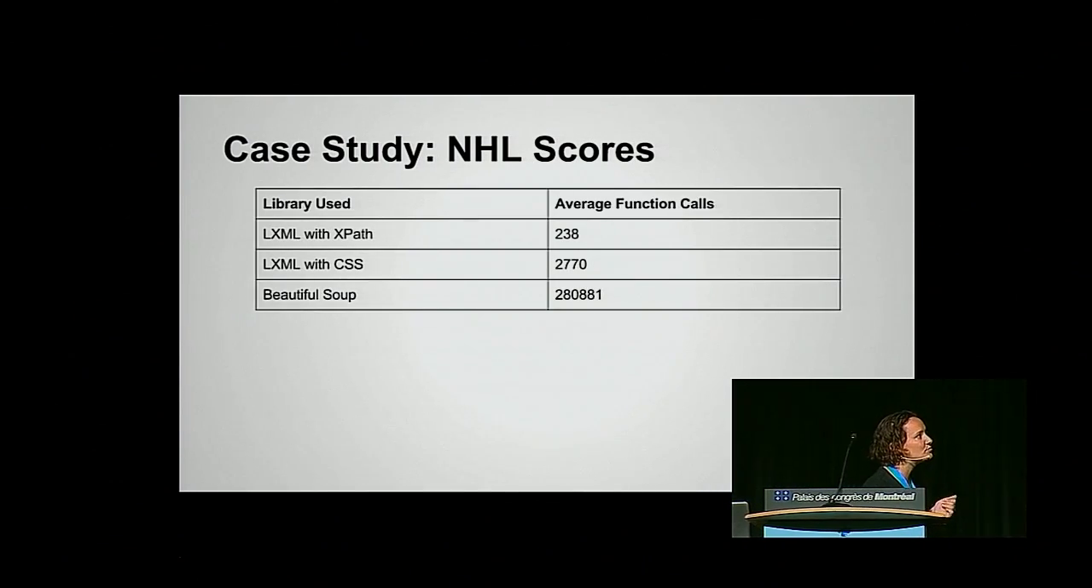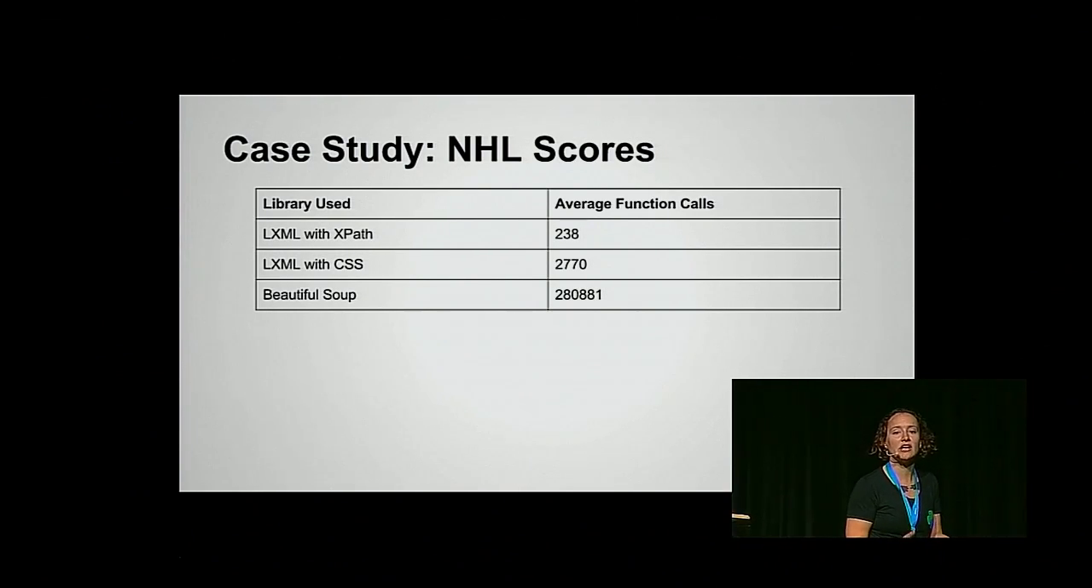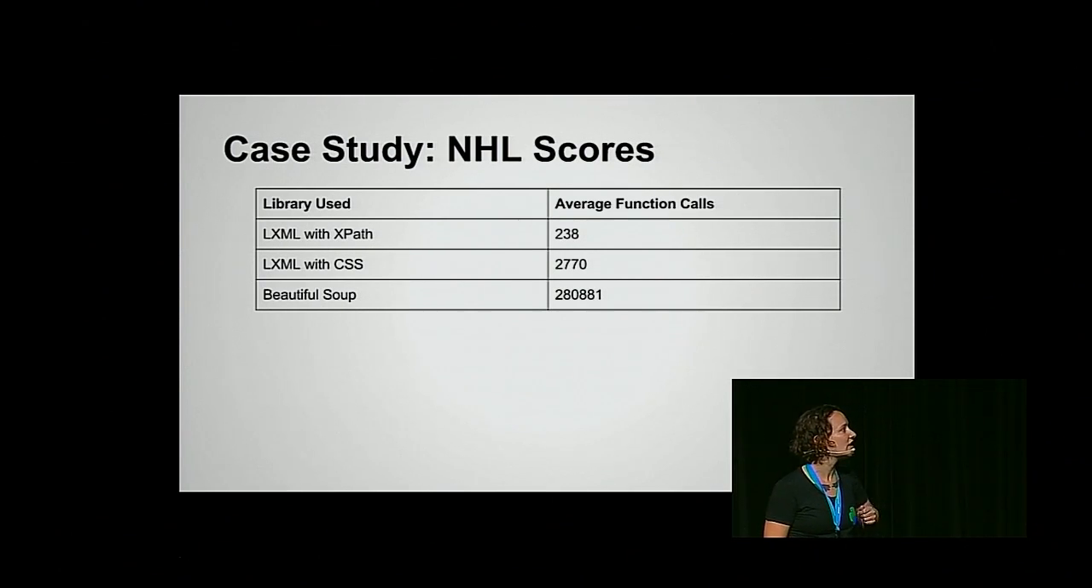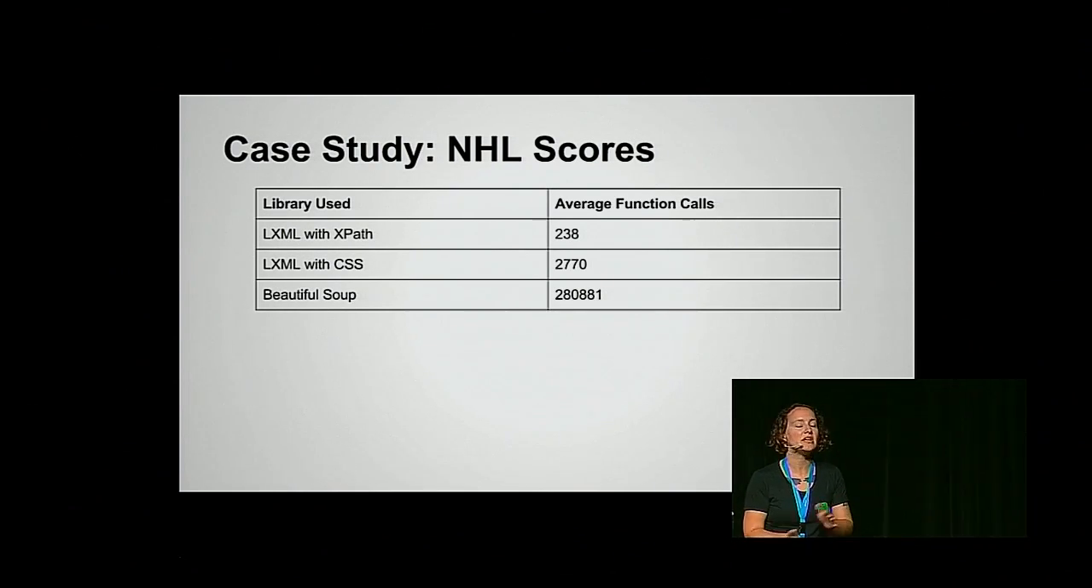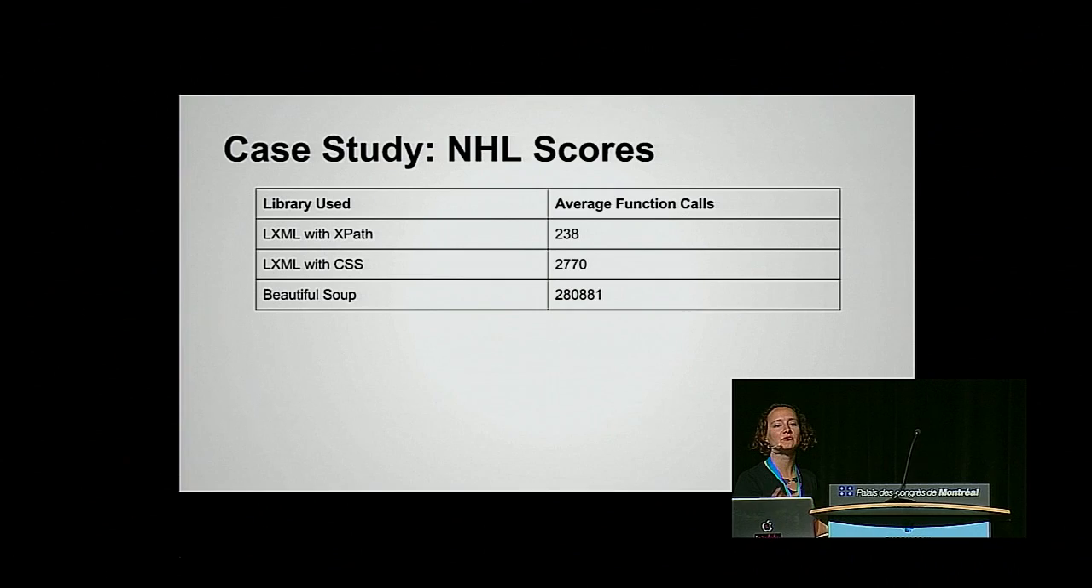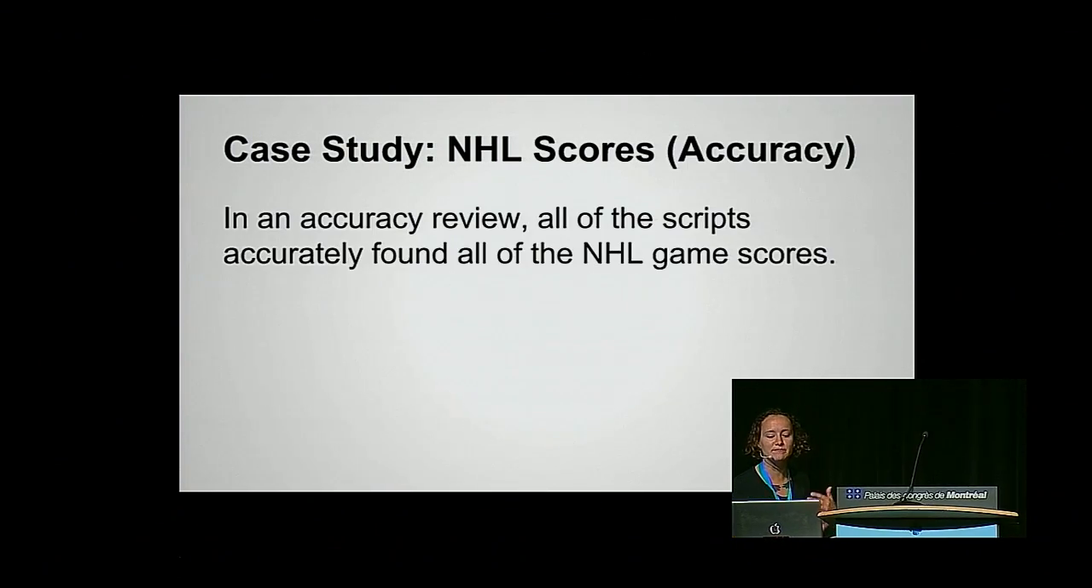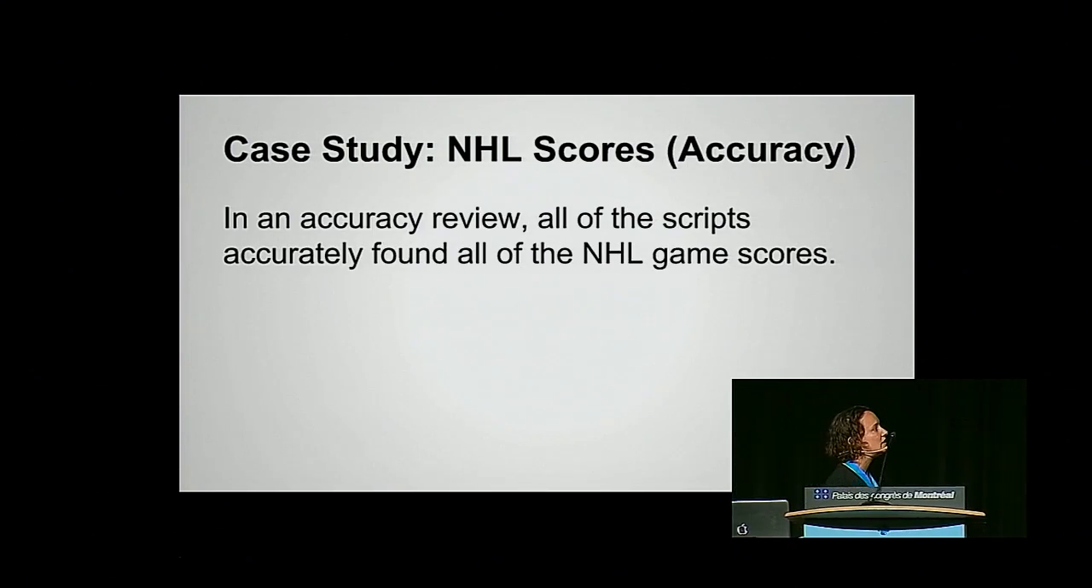And we could take a little bit of a look here at why and where this speed might come from. So we see LXML with XPath has 238 function calls, far below the 280,000 that BeautifulSoup averaged. So we can start to see maybe this is where some of the speed of XPath is coming into play. Again, these varied by run, but I didn't see a large disparity amongst runs.